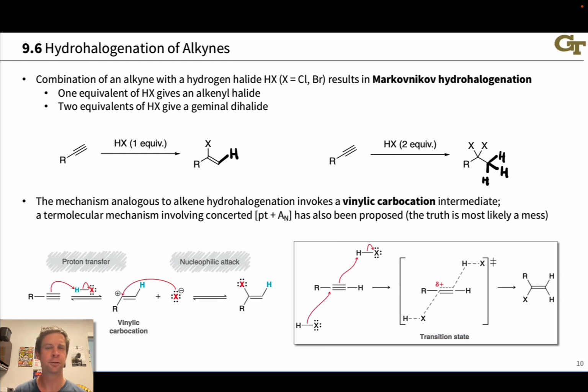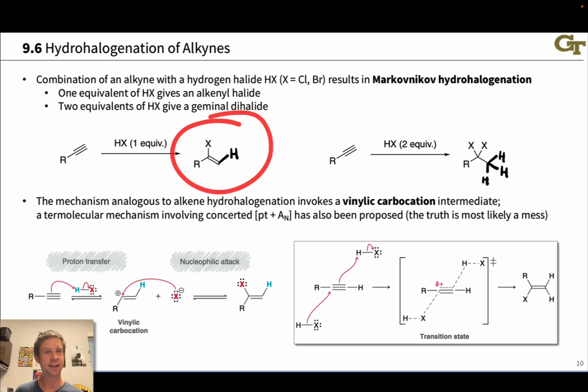I would say for the purpose of Organic Chemistry 1, keeping either of these mechanisms in mind is completely fine. As the slide mentions here, the truth is most likely a mess. There might be a mixture of these two mechanisms occurring together to give the same products in a typical reaction flask. This is Markovnikov hydrohalogenation, producing the more substituted alkenyl halide.